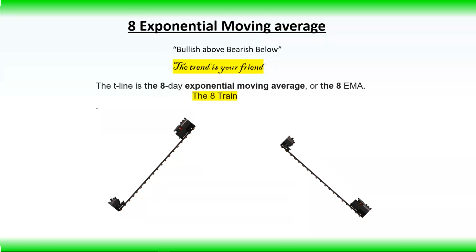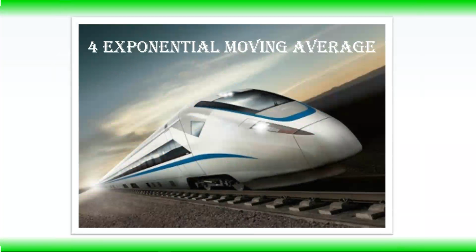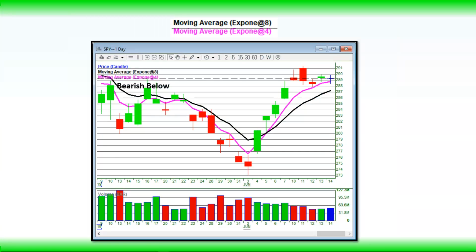Really key. I have another moving average called the 4 exponential moving average, and this is the express train. When stocks are moving really fast, with high speed momentum, a lot of times after earnings, they'll move on the 4 EMA. So it has a higher velocity and stronger momentum than the 8. I'm going to show you a recent chart of the SPY to show you retracements. The 8 EMA is in black and the 4 is in pink.